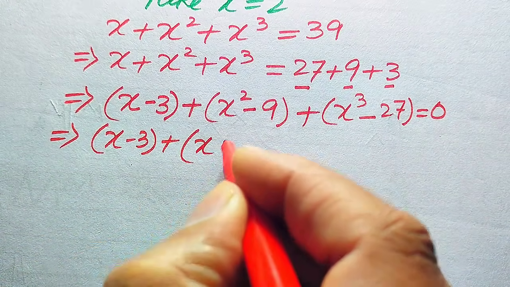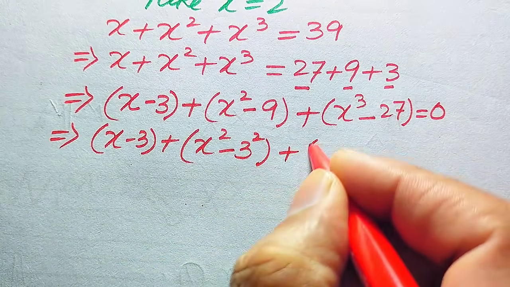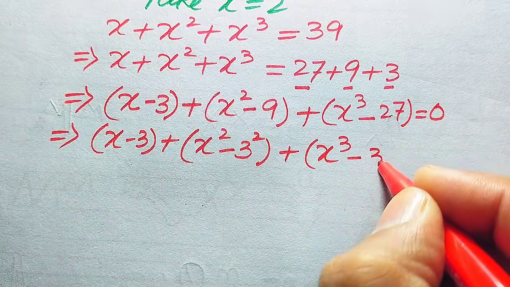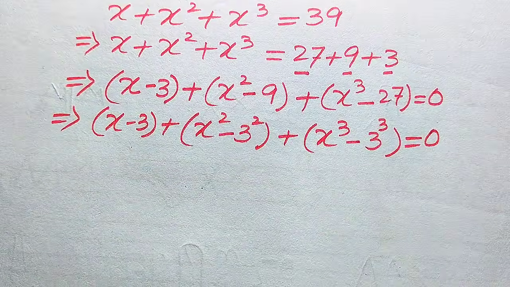So further in the next step we rewrite this equation as x minus 3, plus this is x square minus, we write this 9 as 3 square, plus we write here x cubed minus 27, we write this 27 as 3 cubed, and this whole equation equals 0.